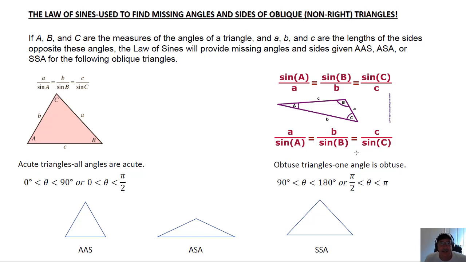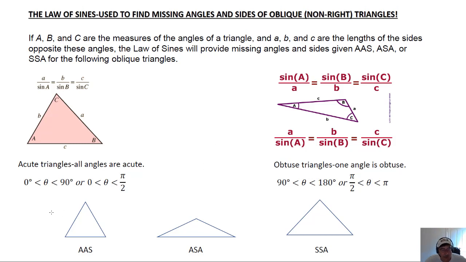Now we are going to get into our use of the law of sines, which we proved in the previous video. The law of sines is used to find missing angles and sides of oblique non-right triangles. The type of triangles we're going to use with the law of sines are given two angles and a side.